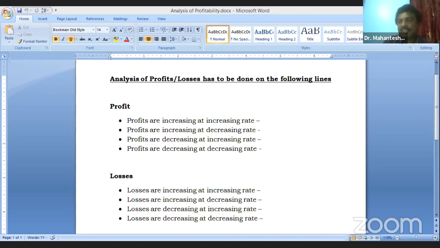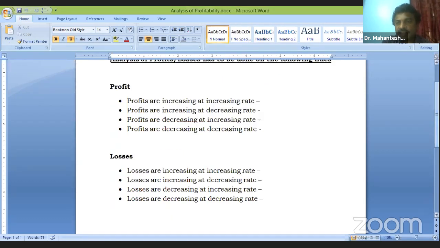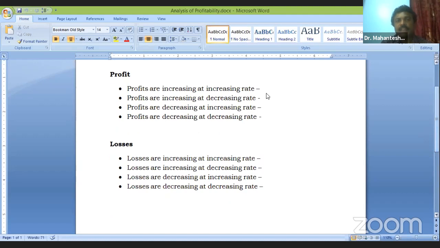Now, let's look at this. If we look at profit, suppose there is a profit. Now, how should the analysis be done? Look at the first point: whether the profits are increasing at an increasing rate, or the profits are increasing at a decreasing rate, or the profits are decreasing at an increasing rate, or the profits are decreasing at a decreasing rate. So this is how we need to look at the profits.